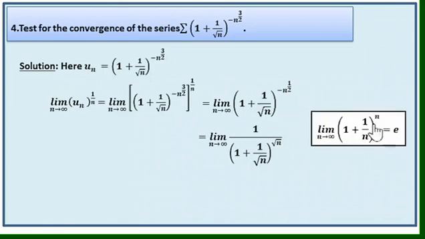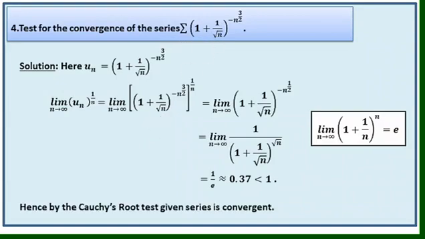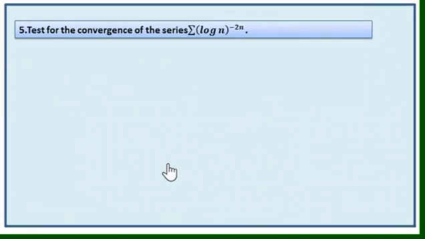Next, apply the standard limit. Limit 1 plus 1 by n whole power n is, we have e. Now in place of n we have root n, and note that as n tends to infinity, root n also tends to infinity. So the value of this limit is also equal to e. So in the denominator we have e and numerator 1. So 1 by e approximately equal to 0.37, which is less than 1. So by Cauchy's root test, the given series is convergent.